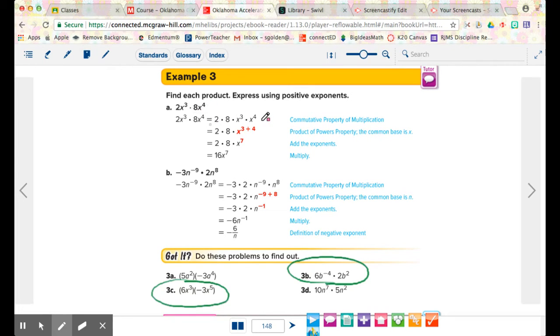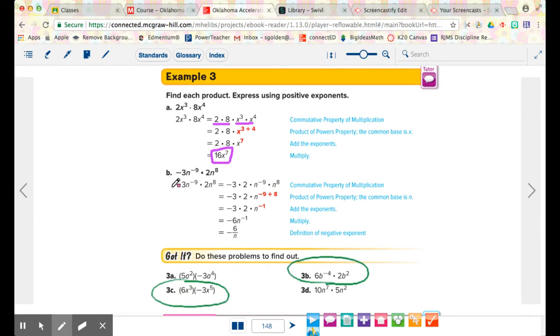So they rewrote it. Since it's all being multiplied, we can put our coefficients together and then put our x's together so we can combine our exponents. So out front, we have 2 times 8, which is 16. Over here, I can rewrite that as x to the 3 plus 4. Because they're being multiplied, we can add our exponents. So 3 plus 4 is 7. So I have 2 times 8 times x to the 7th power. 2 times 8 is 16. So all of that together is 16x to the 7th power.